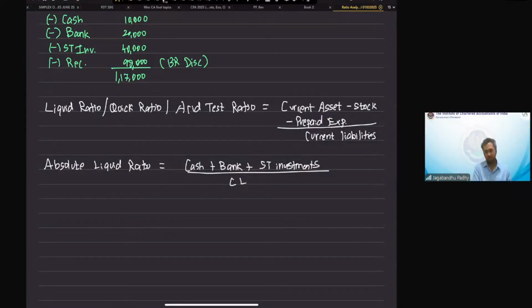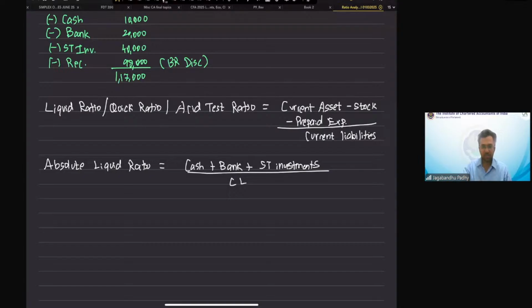So in terms of liquidity ratios, we can say it can be a current ratio, which will be current asset upon current liabilities, or liquid ratio, which will be current asset minus stock minus prepaid expense upon current liability, or absolute liquid ratio, which will be cash plus bank plus short-term investments upon current liabilities. Right. So these are the short-term liquidity ratios.